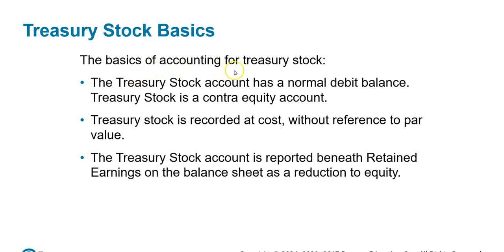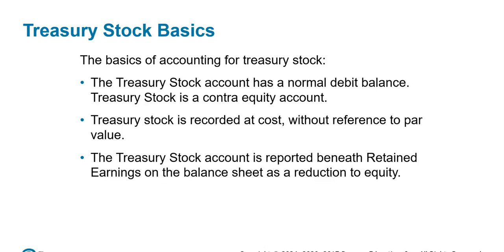Basics of accounting for Treasury Stock. The Treasury Stock account has a normal balance of debit. Treasury Stock is a contra equity account, so it's a contra equity account to the common shares at par. Treasury stock is recorded at cost, which is similar to its par. It'll be issued back out at cost without reference to par value. So the cost in itself becomes like a par value. The Treasury stock account is reported beneath retained earnings on the balance sheet as a reduction of equity.